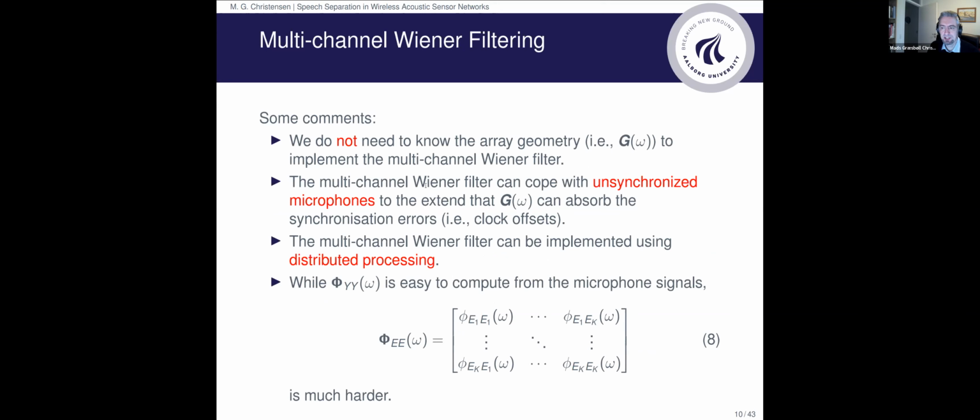Okay, so looking at the problem this way is nice in the sense that we do not actually need to know the array geometry, or think of it in terms of G's, to implement the multi-channel Wiener filter. And this multi-channel Wiener filter can actually cope with unsynchronized microphones to the extent that this G here will absorb the synchronization errors, for example, clock offsets. And it's also nice that there's extensive literature on how to implement the multi-channel Wiener filter in a distributed way. So that's also very useful. And as I said, the signal covariance matrix is easy to compute, but the noise statistics are of course much harder, and that's what we're going to talk more about.